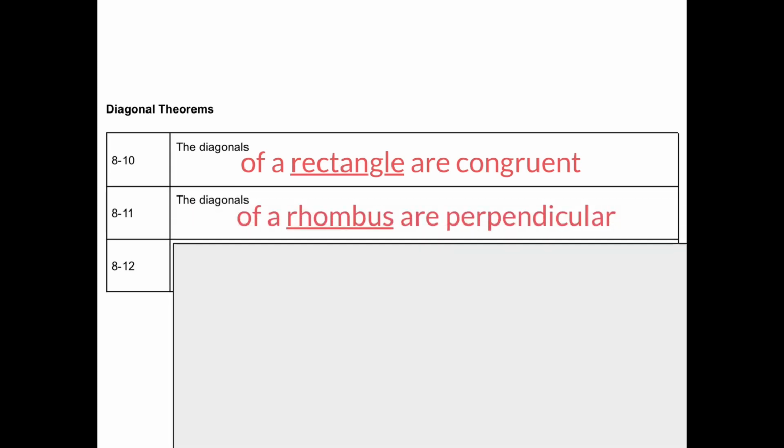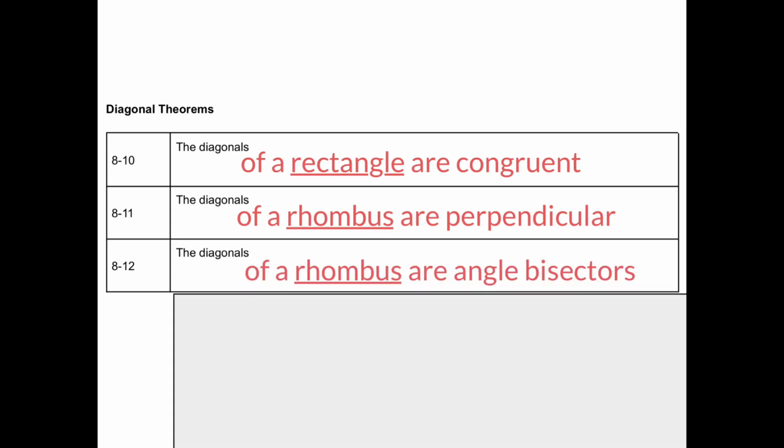The diagonals of a rhombus are perpendicular, so there's no mention of the rhombus diagonals being congruent. So we're back to the diagonals being different lengths, but they are perpendicular where they intersect. And lastly, the diagonals of a rhombus are also angle bisectors. So again, the rhombus diagonals are not congruent, but they bisect each other at 90 degrees, kind of popping back up to this theorem here, but on the actual rhombus, they are angle bisectors, and we'll take a look at that as we get closer.